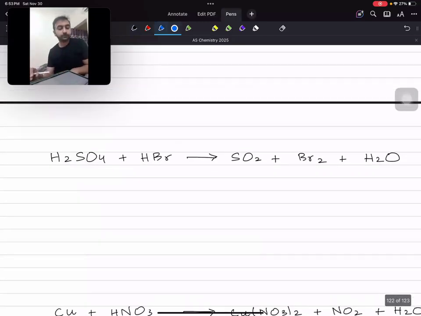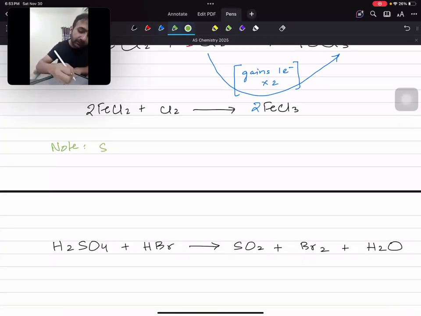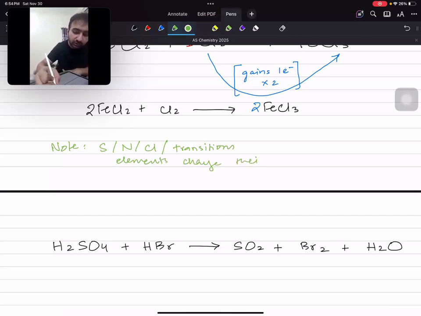Let's pick this one. Sulfuric acid reacts with HBr to give you SO2, Br2, and H2O. One thing is for sure that hydrogen, oxygen atoms don't change their oxidation numbers. Let's pick sulfur because sulfur, chlorine, nitrogen, transition elements, they change their oxidation numbers a lot. This is a note we should know. Sulfur, nitrogen, chlorine, and transition elements change their oxidation number. Not just chlorine, but halogens. Halogen is written as X.